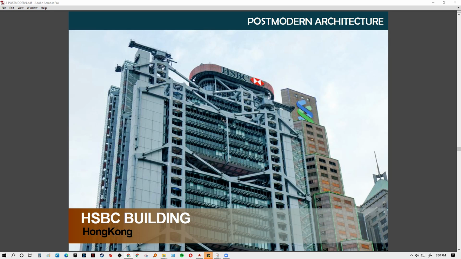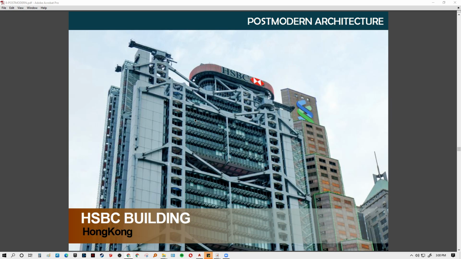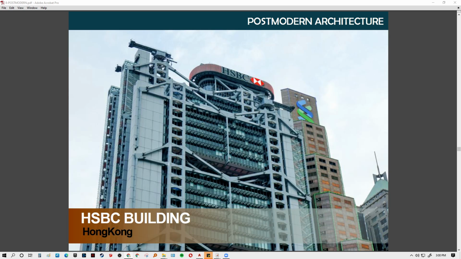As they explained it, it's very sharp edged with modernity, very extravagant, exaggerated, or vulgar on that part. However, it is a very good design. Basically, this is located in Hong Kong, yet the subsidiaries are London-based holdings.